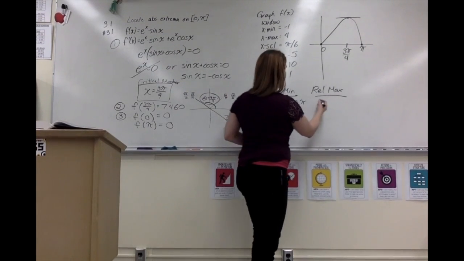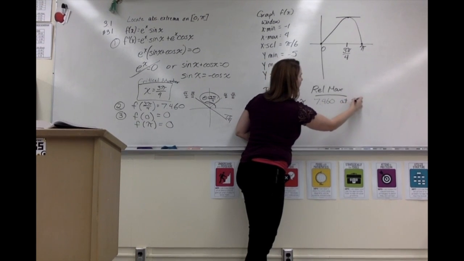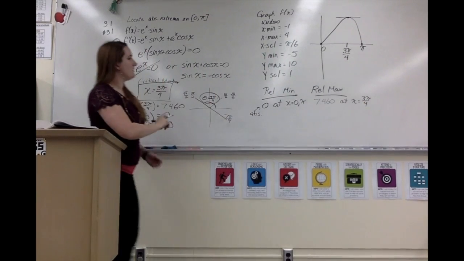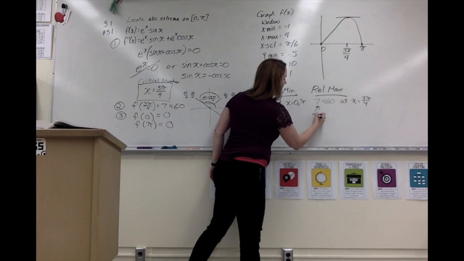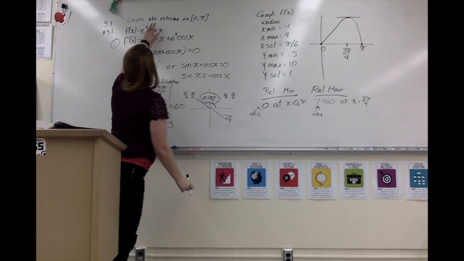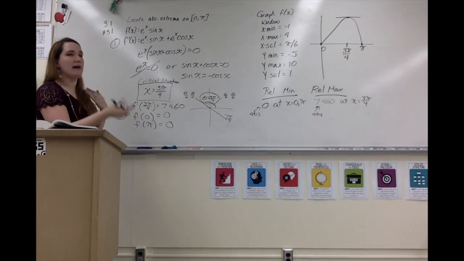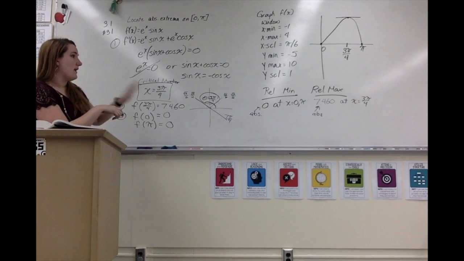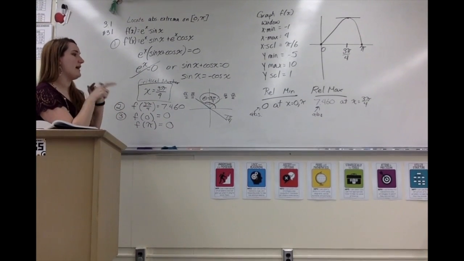Relative max is the y value, 7.460 at x equals 3 pi over 4. That's the absolute max. And that's what we cared about in the problem, was absolute extrema. You should always definitely say if it's an absolute min or an absolute max. And if you always list relative min and relative max in a column like that, then you can just point out what's absolute.